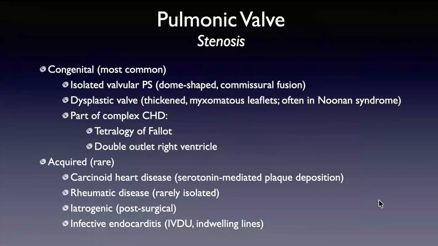The rare causes are more acquired, whether it's carcinoid heart disease, that's serotonin-mediated plaque deposition, that can affect primarily right-sided valves, unless there's an intrapulmonary shunt or metastasis to the lungs. Rheumatic disease rarely can affect the pulmonic valve. It's the valve that's affected the least commonly with rheumatic involvement. It could be iatrogenic, post-surgical, or it could be infective endocarditis related.